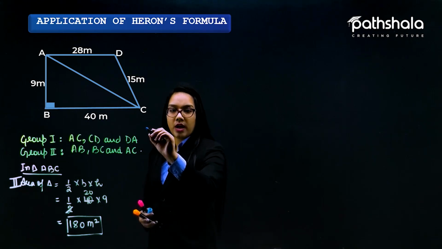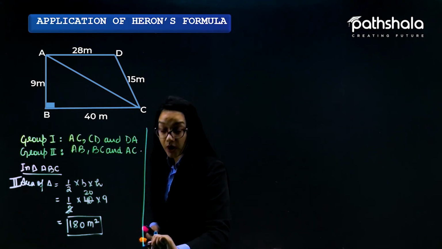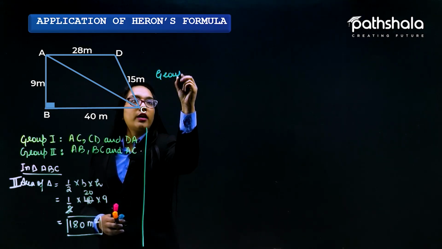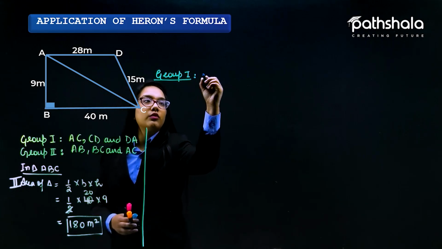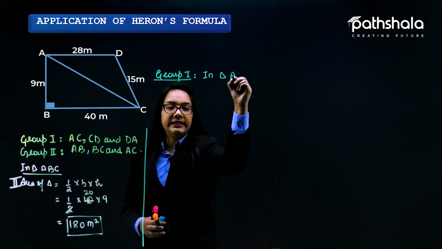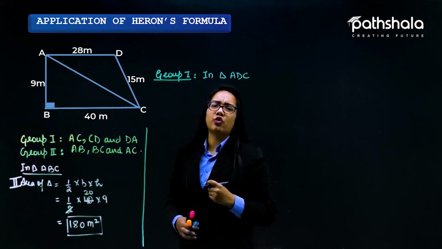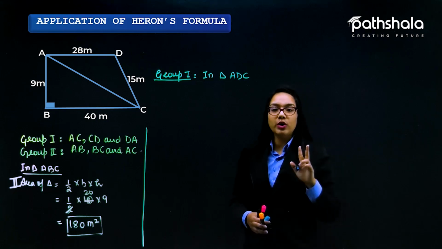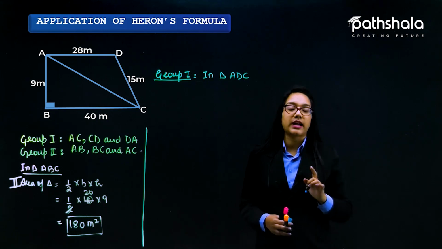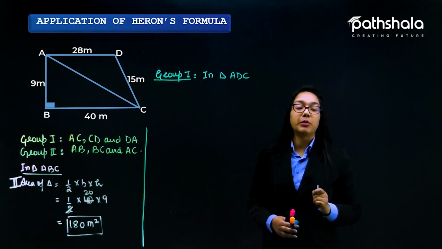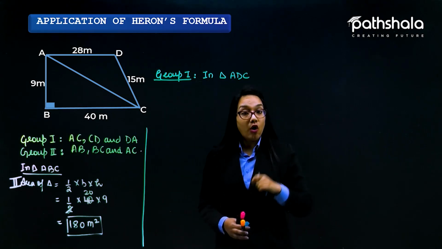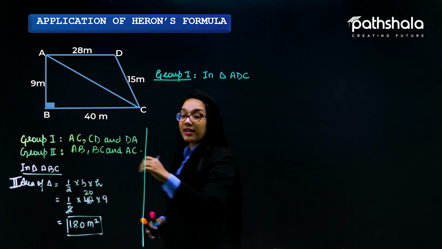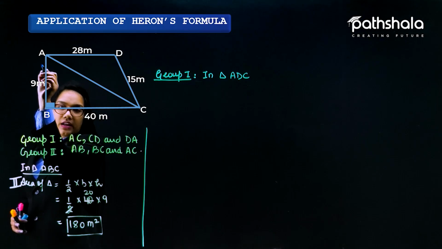For group 1, we have the triangle ADC. Obviously, it is not a right angle triangle, so using Heron's formula, we have to calculate the area. But we only know two sides. We do not know the third side. We can find the third side because it is the hypotenuse of triangle ABC. So using the Pythagoras theorem, we can calculate the AC side.